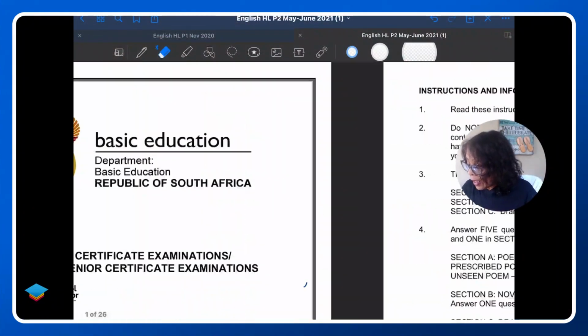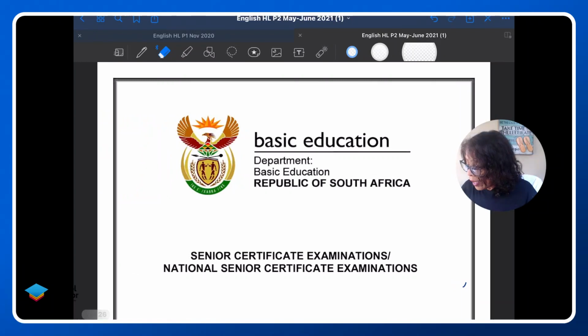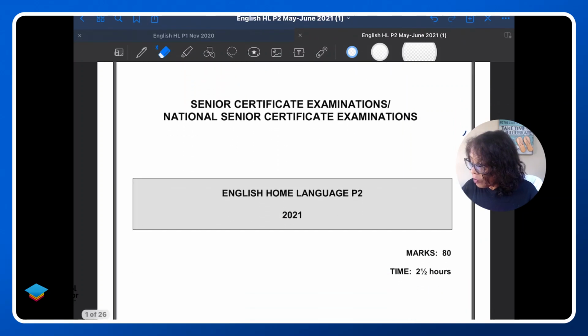We're going to talk about your English Home Language Paper 2 that you will be writing on the 31st of May, right? So I have a question paper that I'm going to show you, so I'll just flip to the question paper quickly. This is what the paper will look like. It will say Senior Certificate Examination or the National Senior Certificate Examinations, English Home Language Paper 2, and you can see I'm using 2021's paper as a sample, right?